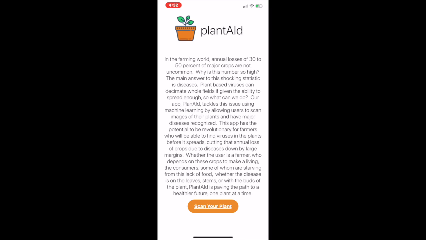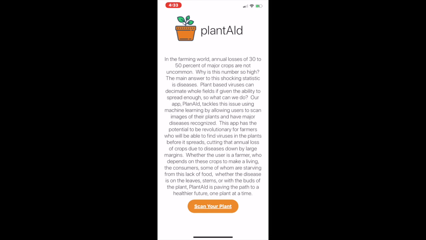In the farming world, annual losses of 30 to 50% of major crops are not uncommon. Why is this number so high? The main answer to this shocking statistic is diseases. Plant-based viruses can decimate whole fields if given the ability to spread enough. So what can we do?